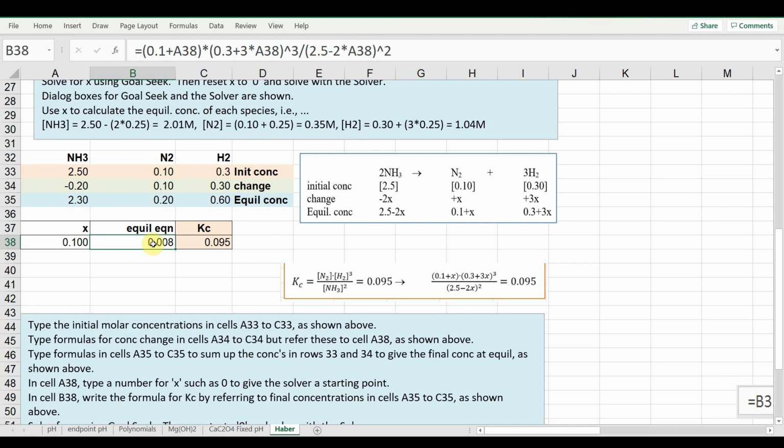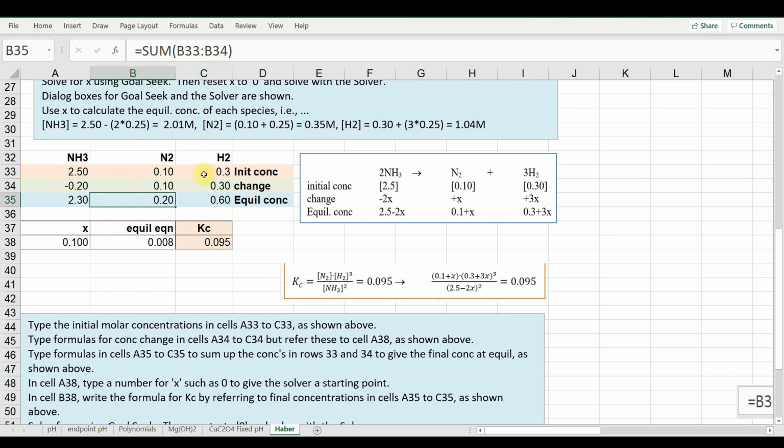So we'll run the solver and tell it to set the value of this equation equal to the equilibrium constant 0.095 by changing this concentration. Furthermore, whatever concentration is in cell A38 is being used in the calculation of the equilibrium concentration of the species. So here, I've typed in 2.5 molar minus 2 times the value of x. This is in cell A34. And then the sum of these two gives us the equilibrium concentration of ammonia. For nitrogen, the initial concentration is 0.1 molar. The change is equal to x, right? That's cell A38. And the sum of these two gives us the equilibrium concentration of nitrogen.